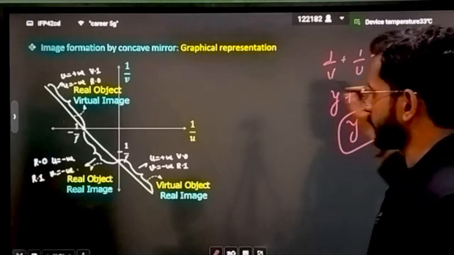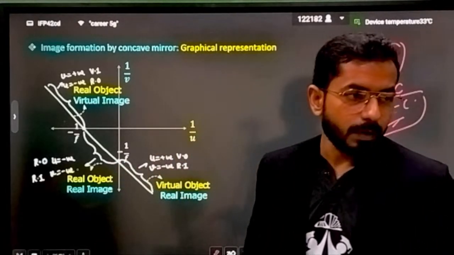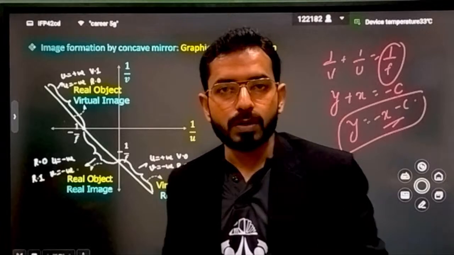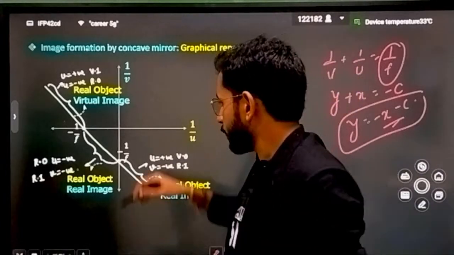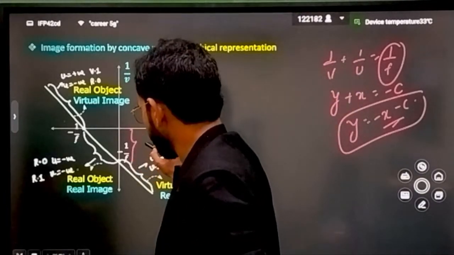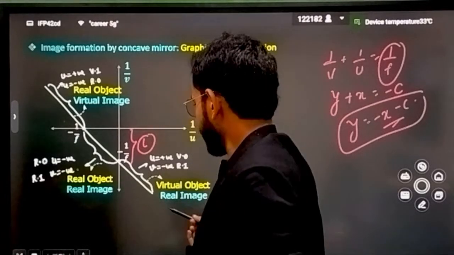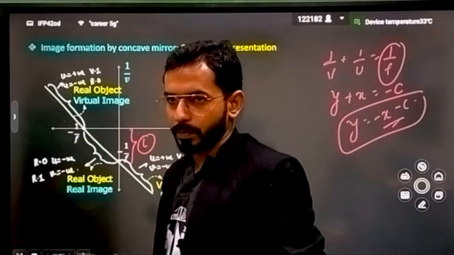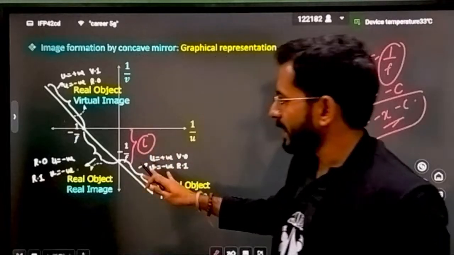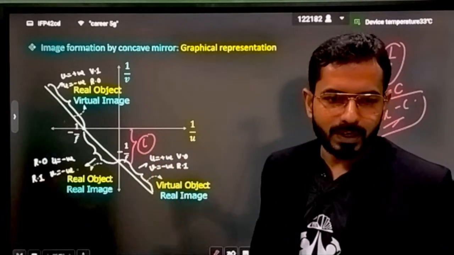That means the intercept is negative. It is clear, na? The intercept is the point at which the line cuts the y-axis, that is c. It is always negative, and the slope is minus 1. That means you will have this kind of line. So all these possibilities, you have to understand by taking one at a time.